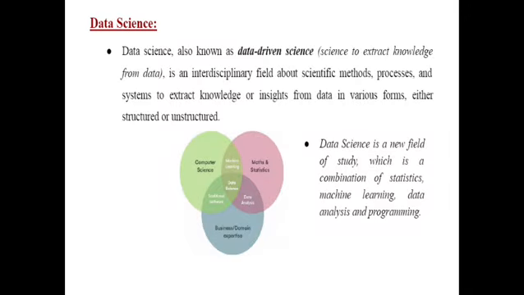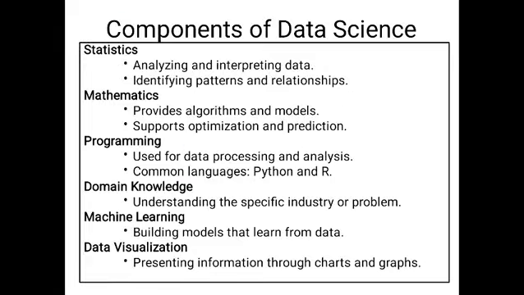Data science is a new field of study which is a combination of statistics, machine learning, data analysis and programming. So data science is extracting knowledge from data. The components of data science: statistics. Statistics is analyzing and interpreting the data. It's identifying the patterns and relationships by using statistics.